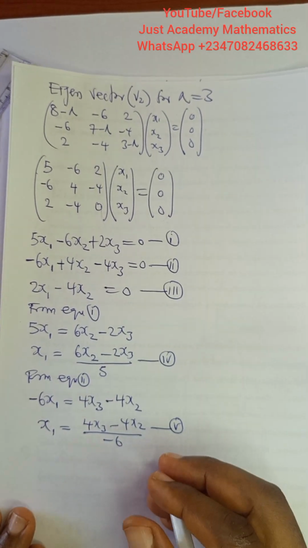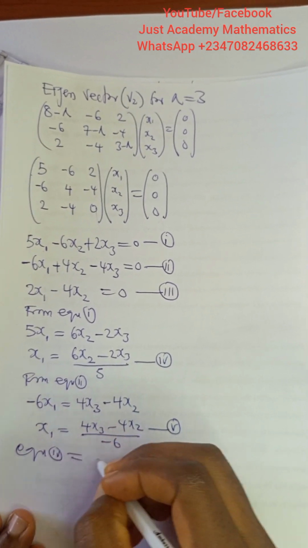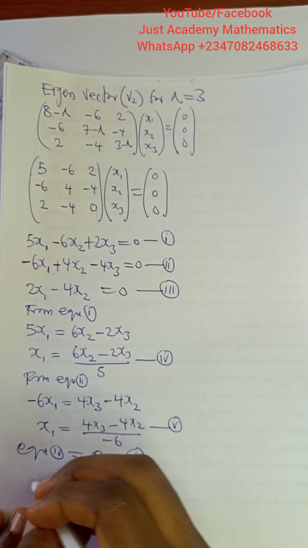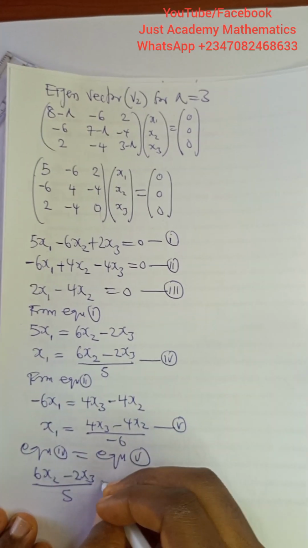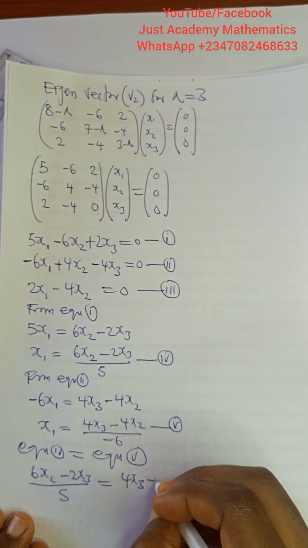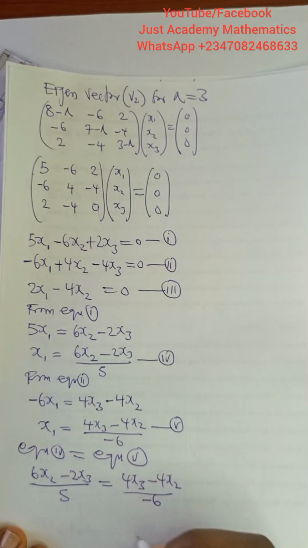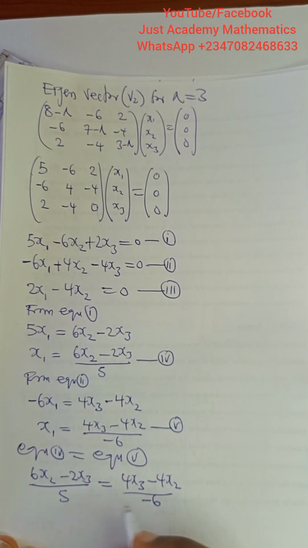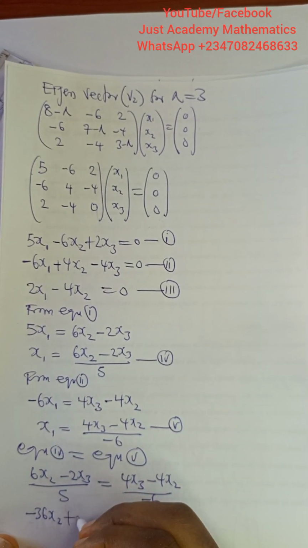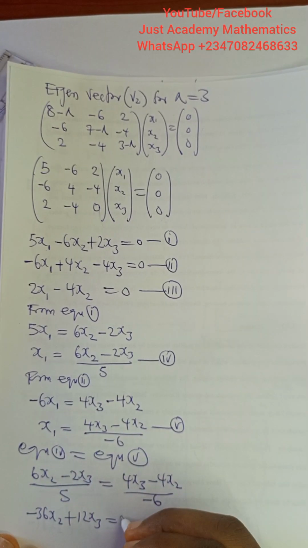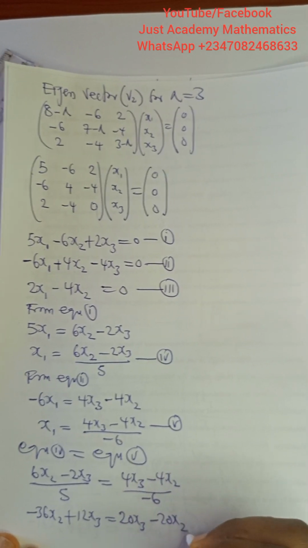Equation 4 and equation 5 are the same x1, so we can equate both of them. Therefore x1 equals x1, that is equation 4 equals equation 5. That means 6x2 minus 2x3 over 5 is equal to 4x3 minus 4x2 over minus 6. So we cross multiply. Remember, this minus is going with this. So 6 times this, we get minus 36x2 plus 12x3 is equal to 5 times 4, 20x3 minus 20x2.